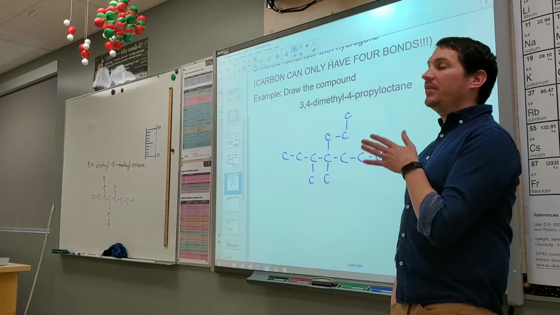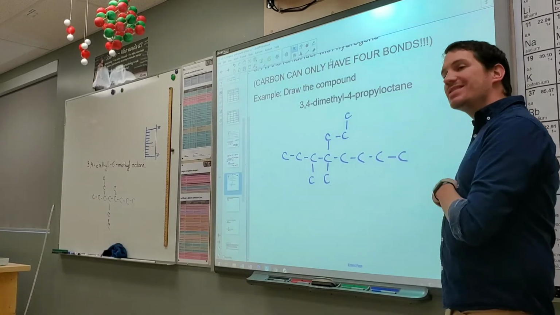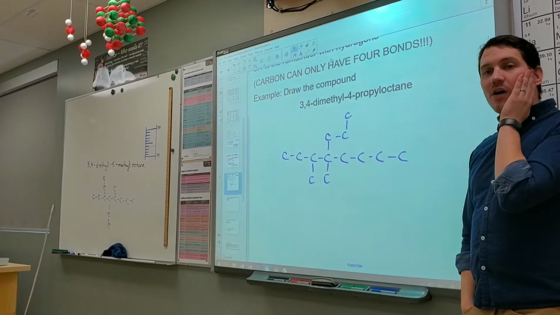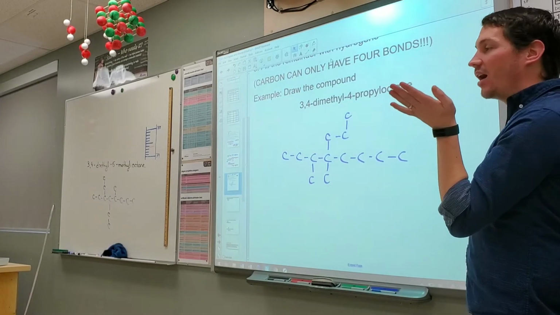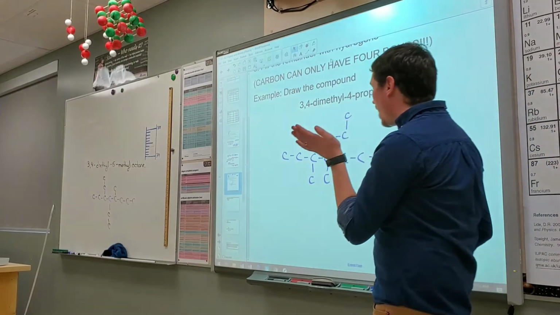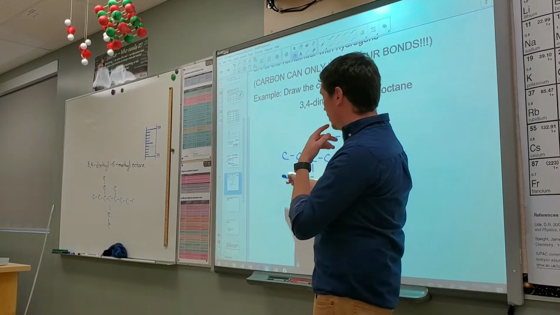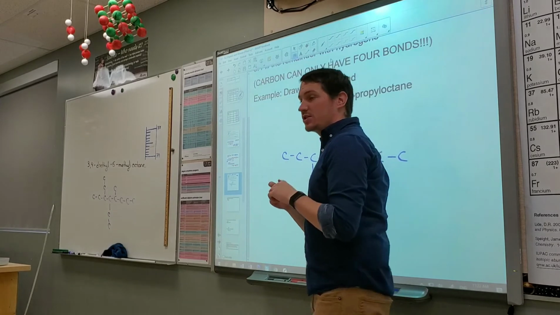So I want to be very clear. I'm not done yet, but this is like the skeleton of this molecule. Now, let's draw in our hydrogens. How many hydrogens can we fit on that first carbon? 3.